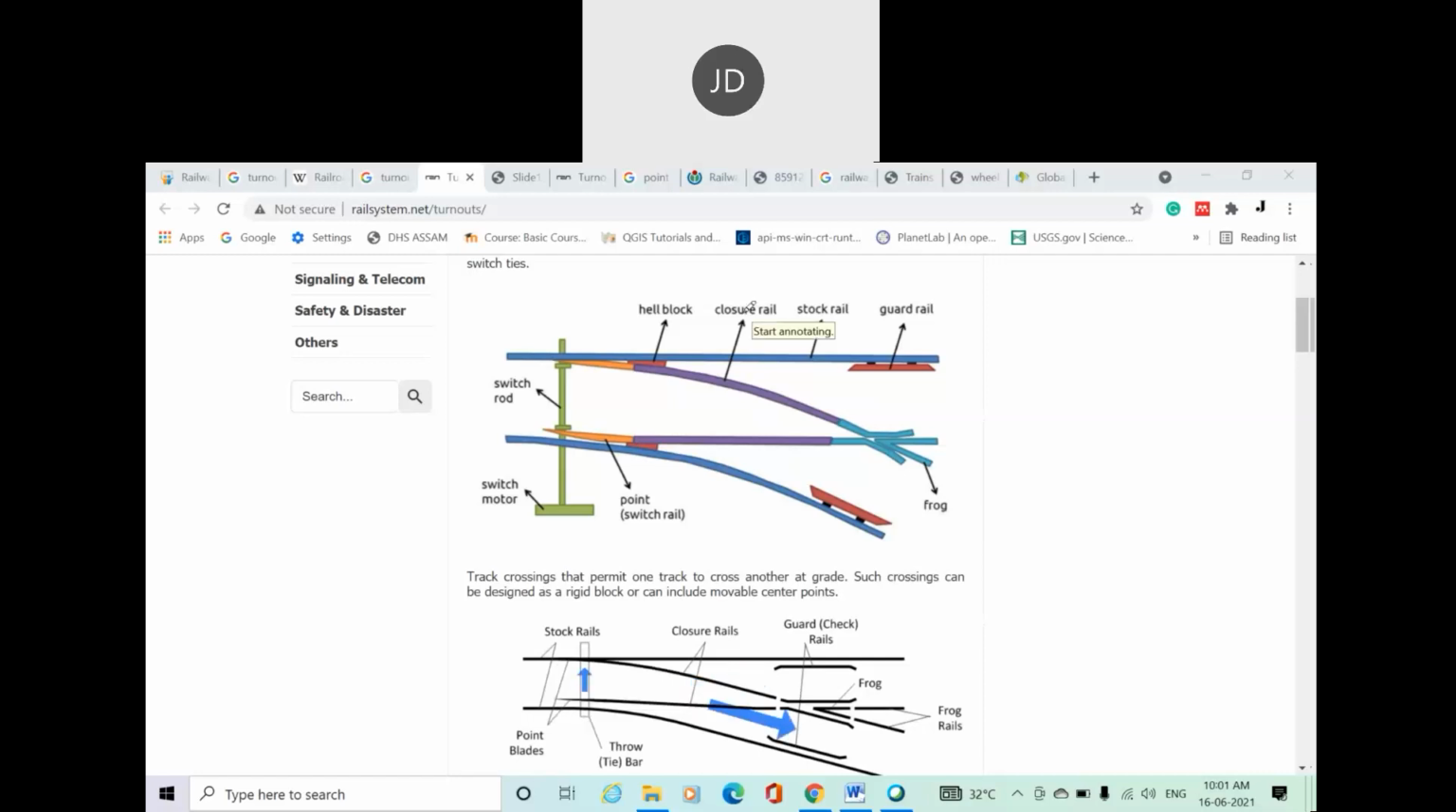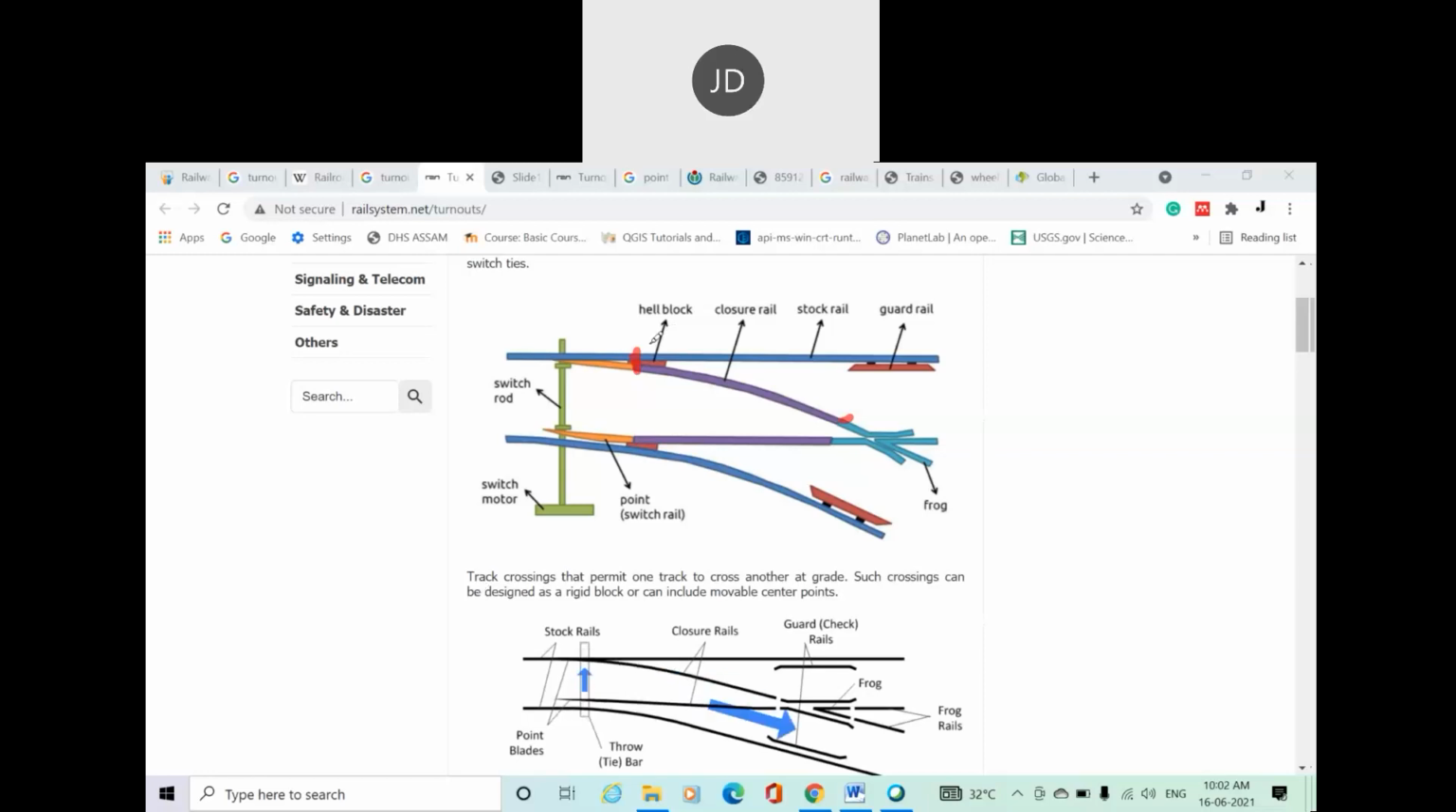Now we have already discussed closure rail, right? So what is a closure rail? It is a straight or curved rail that is positioned in between the heel of the switch and the toe of the frog. So basically this is the toe. Okay, this is the frog, and this part is known as the toe of the frog. So this is the switch, and this part is known as the heel of the switch.